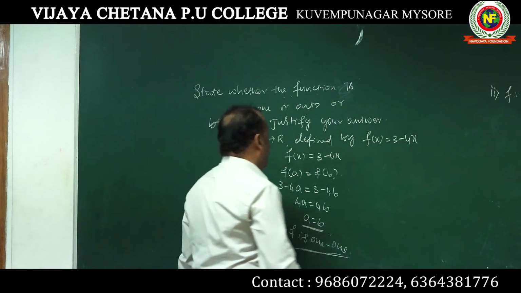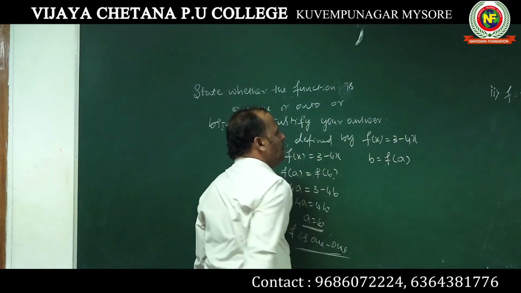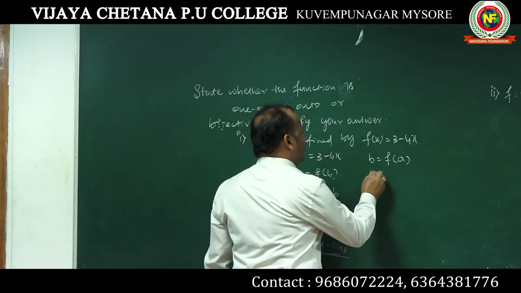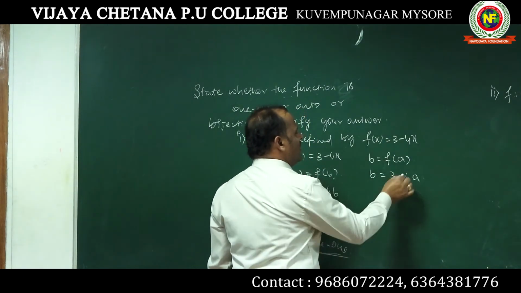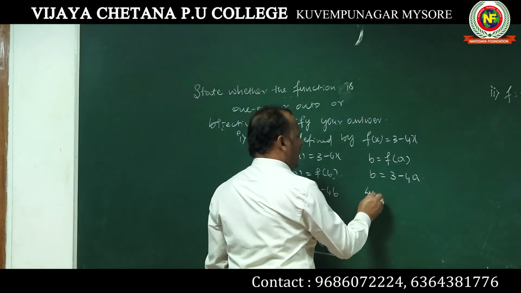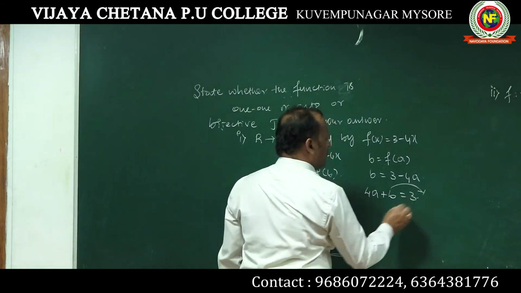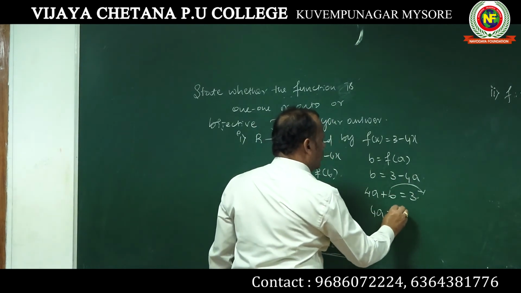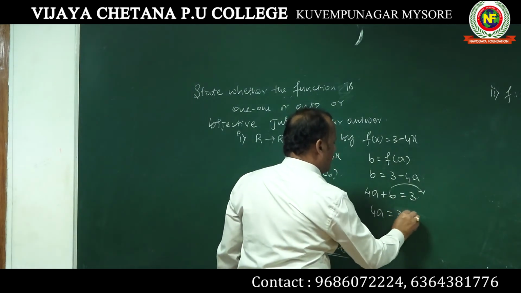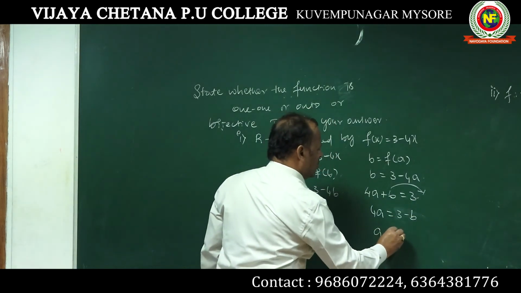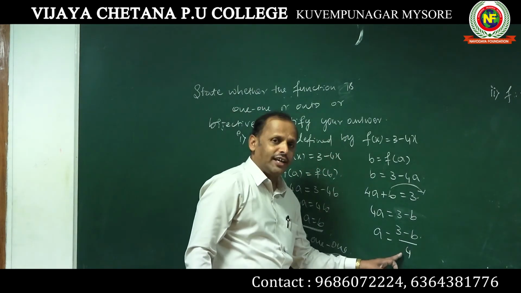Okay. Now I take b is equal to f of a. b equals f of a means 3 minus 4a. 4a to here: 4a plus b is equal to 3. Shift b to here: 4a is equal to 3 minus b. Then a is equal to (3 minus b) divided by 4.